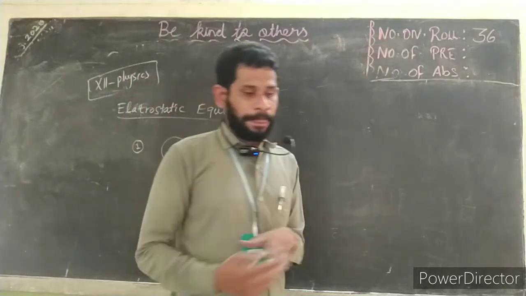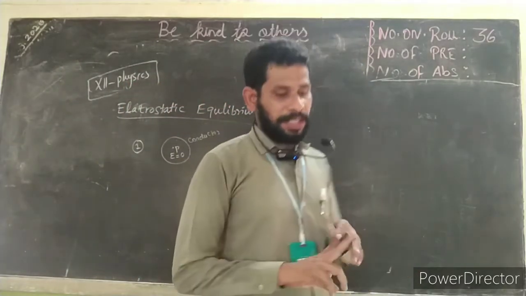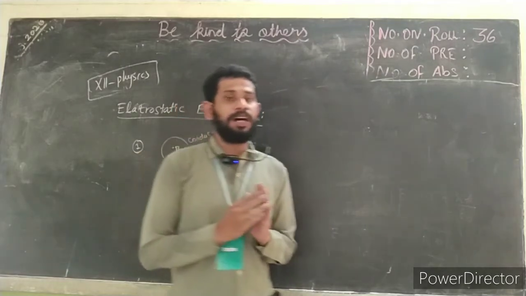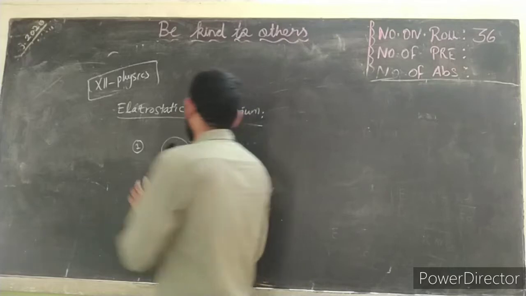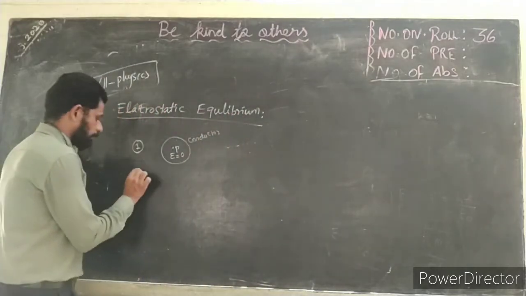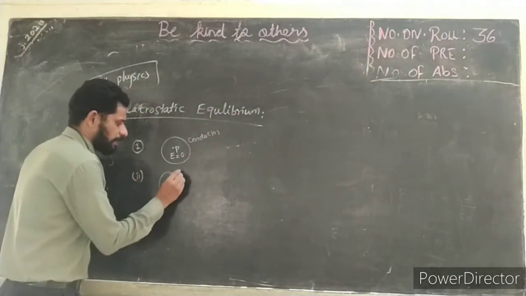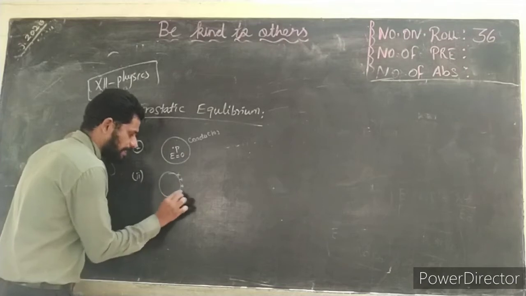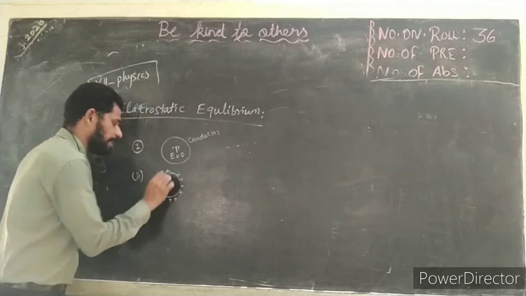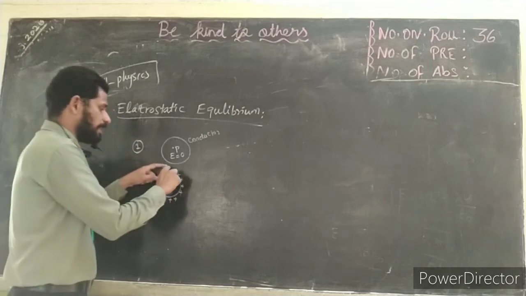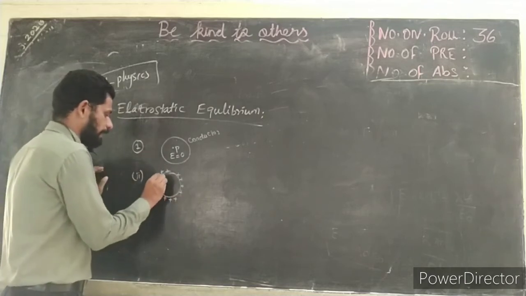The second one: there is no net charge inside the conductor. The charges must reside only on the surface of the conductor. If you have a conductor, the charges must be only on the surface of the conductor, not inside. They lie only on the surface of the conductor.